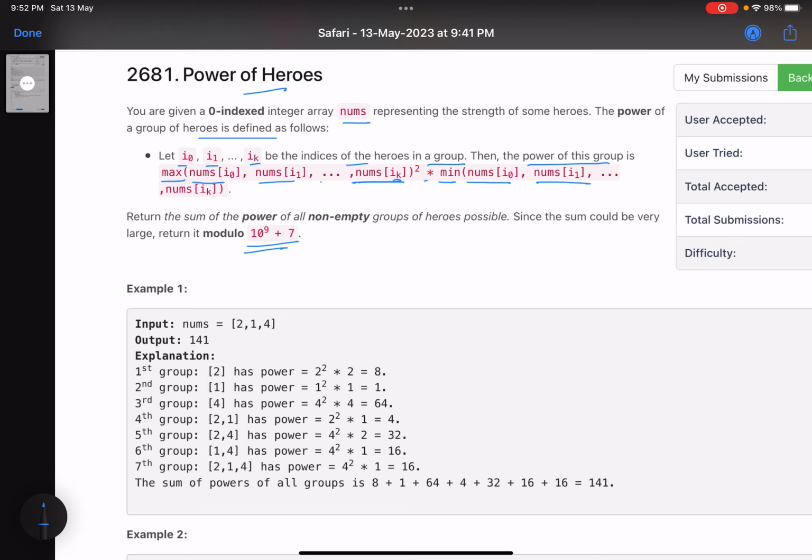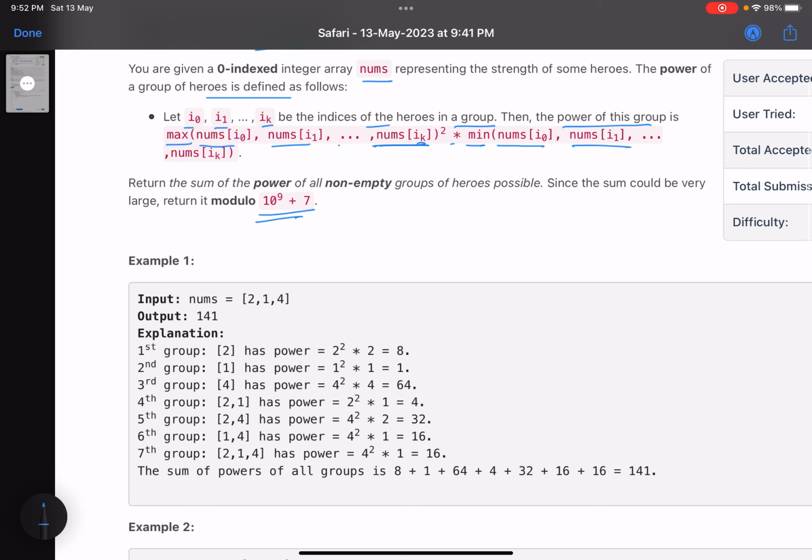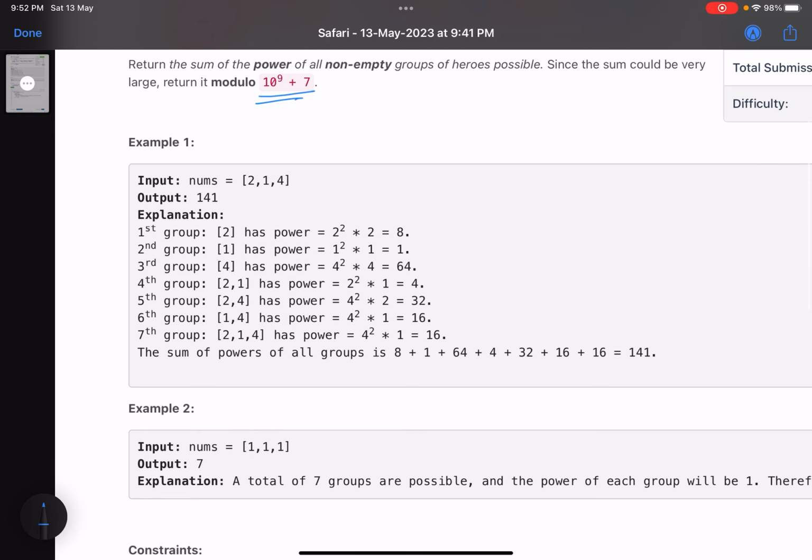So what does this mean? In short, I'll tell you using a brute force what the problem statement says. You are given an array, and you generate all the subsequences. What is a subsequence? A subsequence is basically you select every possible combination of the elements, right? For example, you have 2 1 4. So what will be the subsequences? It will be 2, 1, 4, 2 1, 2 4, 1 4 and 2 1 4. These are the subsequences. Got it?